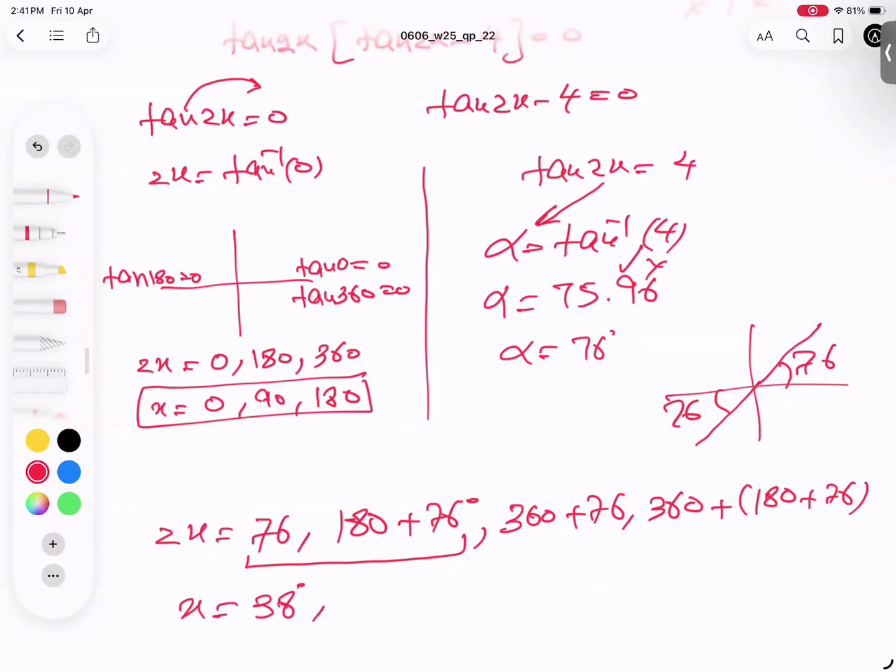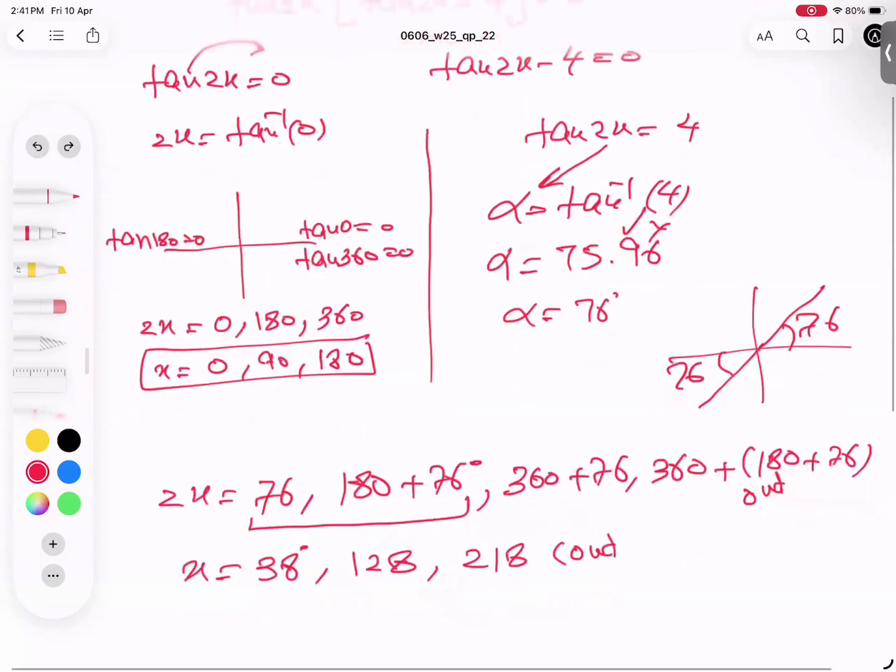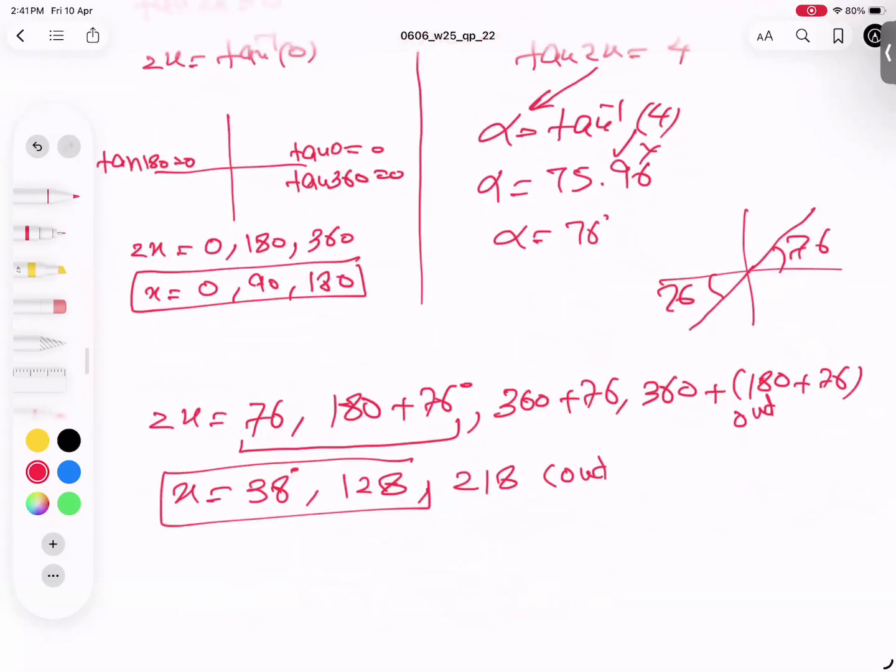And what about the other one? 180 plus 76, divided by 2, I'm getting 128. What about the third one? 360 plus 76 and divide by 2, I'm getting 218. But this is crossing the limit of 180, so it means this is out of range. And the fourth one I did not check, that is also out of range. So these two answers are in the range, the other two are out of the range. So basically we got 5 answers: 0, 90, 180, 38 and 128.